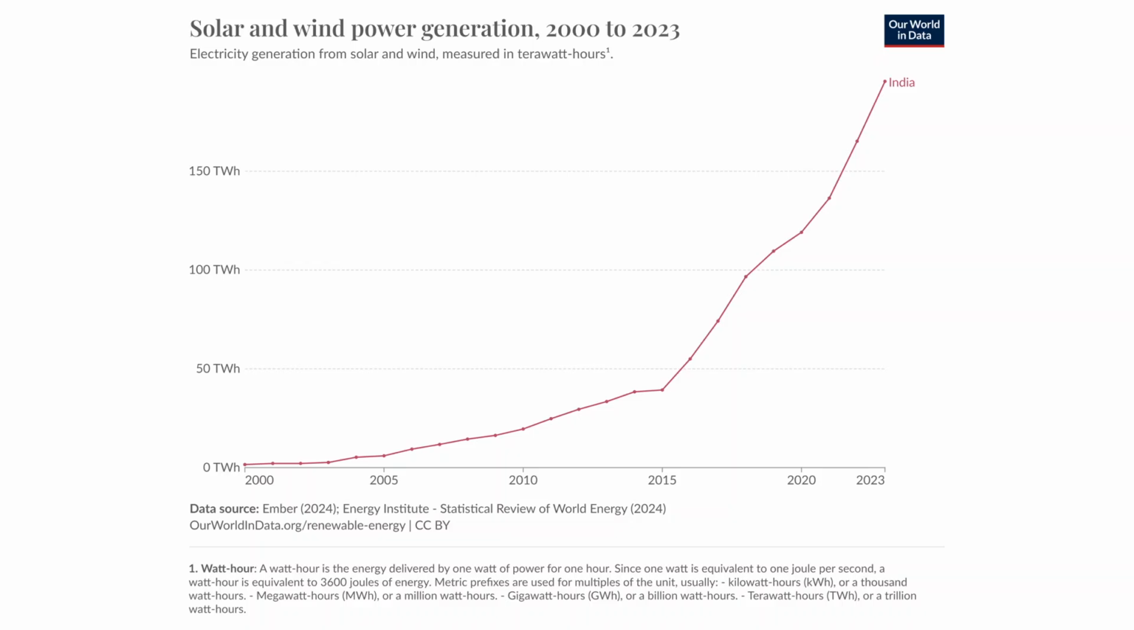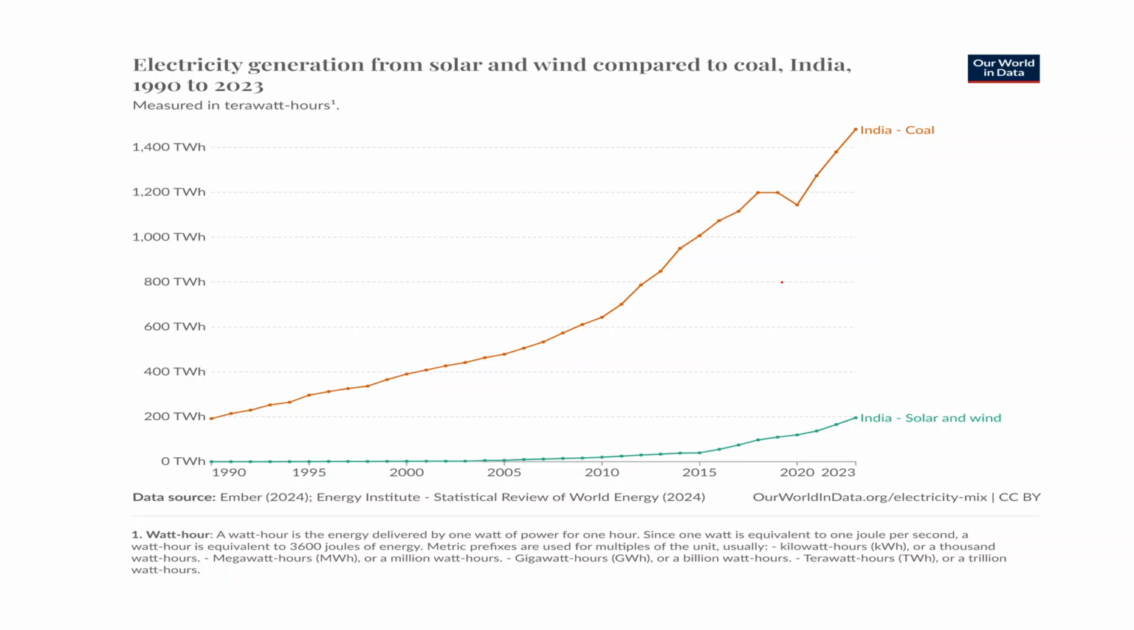Now coming to solar and wind generation in the Indian sector. You can see that for the last 20 to 23 years there is a significant increase in solar and wind generation, and it is measured in megawatts. This graph shows the variation of electricity generation from solar and wind compared to coal. You can see coal is here, but slowly solar and wind generation are increasing and replacing coal.